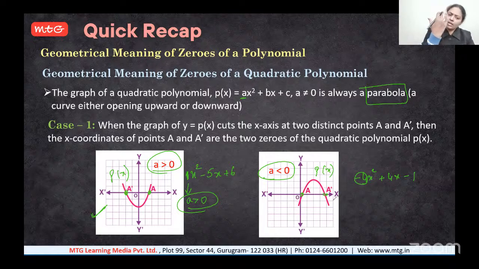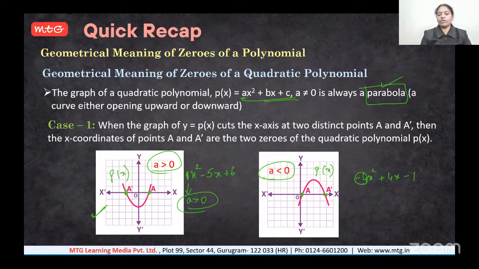Whether the polynomial makes a graph that is upward open or downward open, no matter what, children, there is a simple point that you need to remember. The reason I am showing different graphs is that in your exam, you may get different graphs. You shouldn't get confused about whether the graph opens upward or downward, and what the values will change to. To avoid that confusion, I'm telling you: always remember, whenever it is a quadratic polynomial, the graph is a parabola.